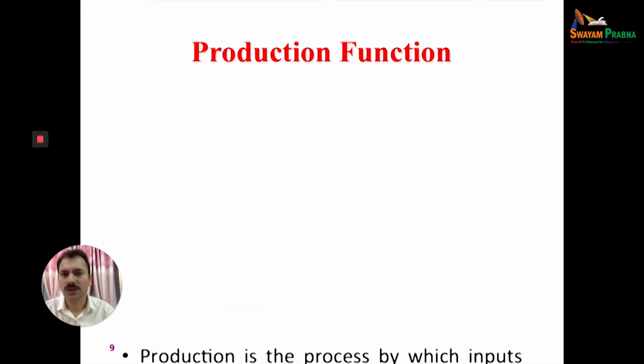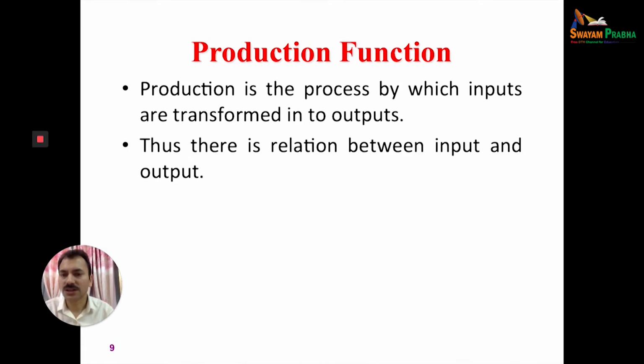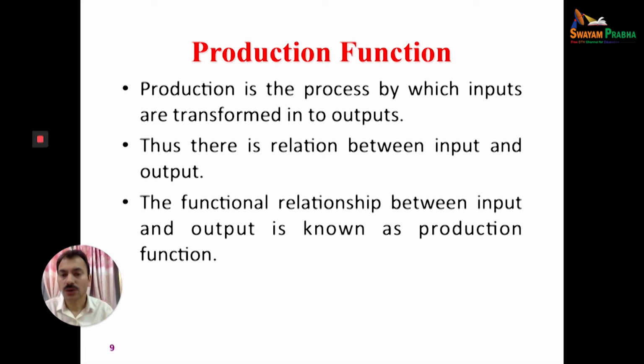So let us discuss the production function. Production is the process by which inputs are transformed into output. Thus there is a relation between input and output. But the functional relationship between input and output is known as the production function. The functional, technical relationship between input and output is called the production function.